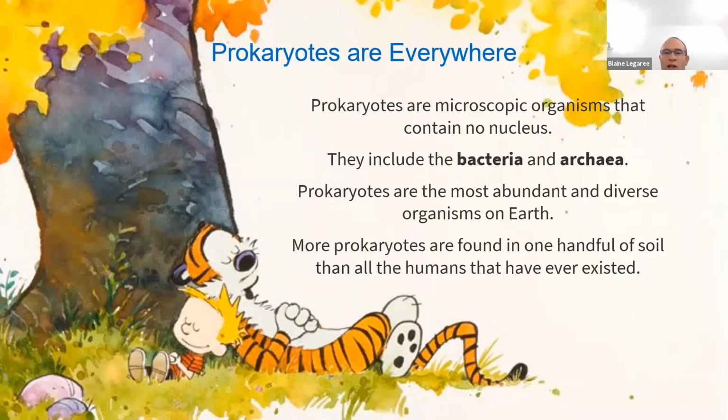A handful of soil will contain 10,000 species. They just seem to be absolutely everywhere. These include the bacteria and the archaea. Probably there's more biological mass from prokaryotes than anything else on the planet, but we're not really sure. It's very hard to measure all that stuff that's going on underground and in the oceans.